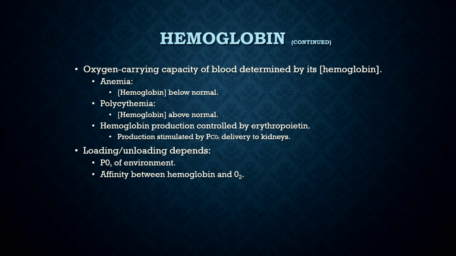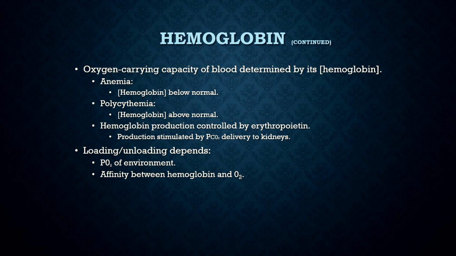And so hemoglobin will be affected by either loading or unloading. And so loading is when hemoglobin will bind to oxygen in the lungs, and then unloading is when oxyhemoglobin drops off oxygen to the tissues. Okay, so loading is going to occur within the lungs, and unloading will occur within the systemic capillaries.